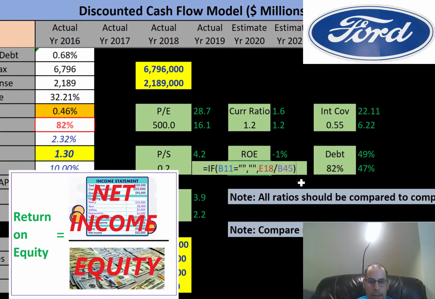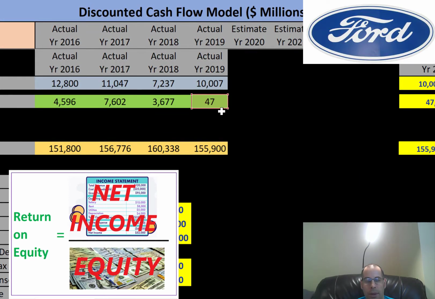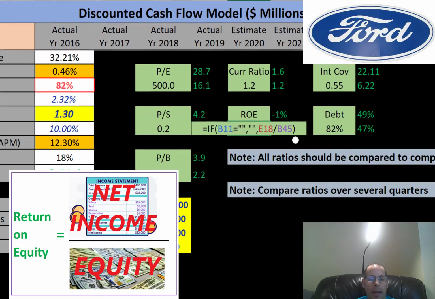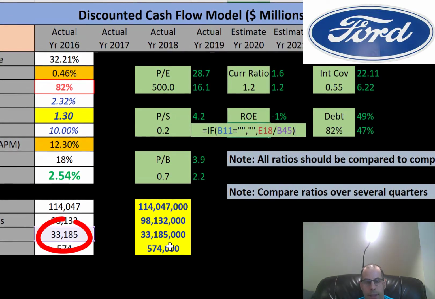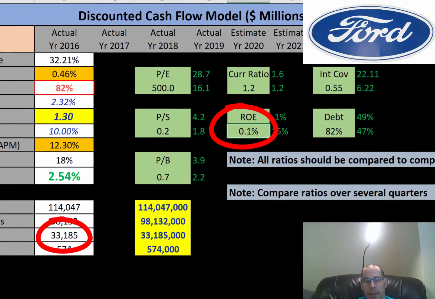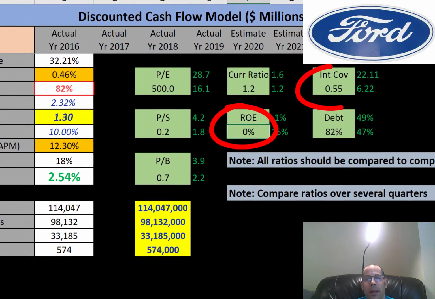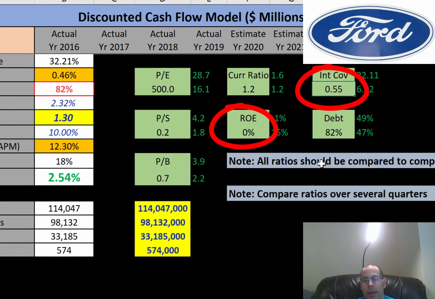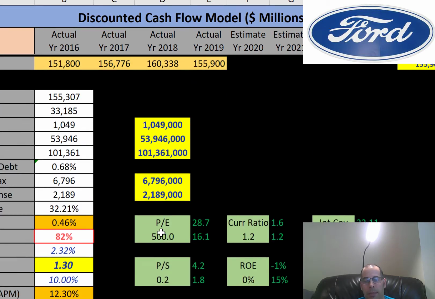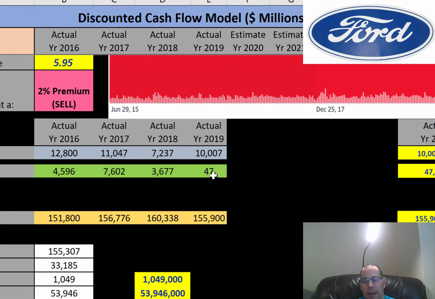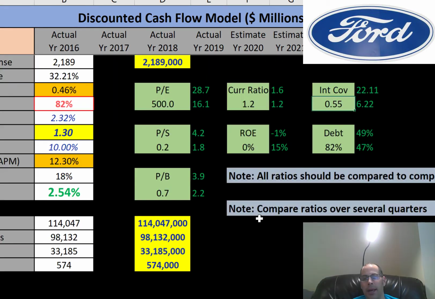And in 2019, they just had such a small number, 47 million. And they have 33 billion of equity on their balance sheet, so it rounds to 0. It's not really 0, it's like 0.14. Interest coverage ratio, that's a concern. They can't even cover their interest payment, but that's 2019. They had a really bad year, and they have tons of debt, 82% debt, so they're really leveraged.